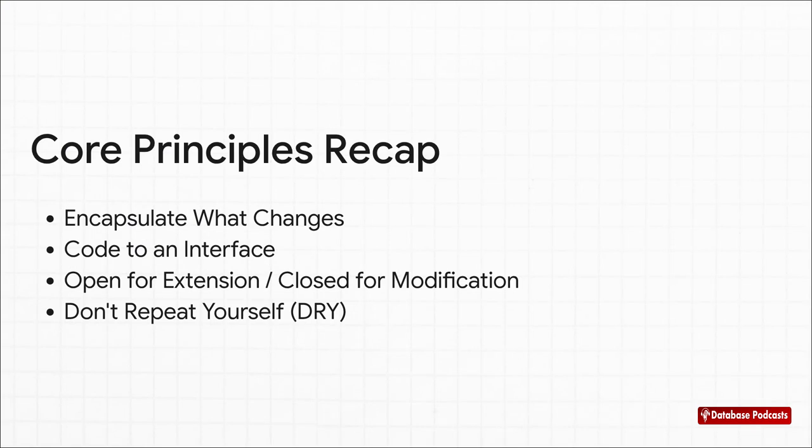All right, let's lock in these core ideas one last time. Number 1, find what changes and wrap it up. Number 2, always code to a stable interface, not a concrete class. Number 3, design your classes so you can extend them, not modify them. And number 4, don't repeat yourself. Every rule lives in exactly one place.